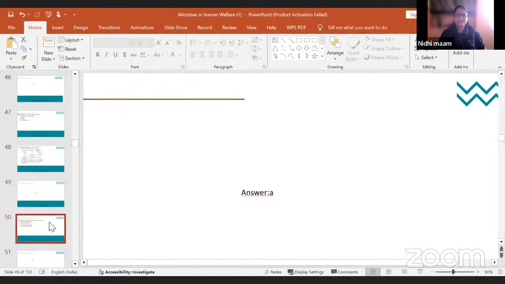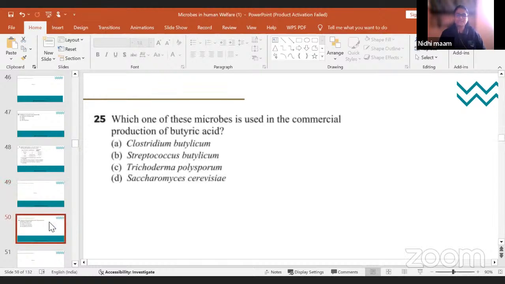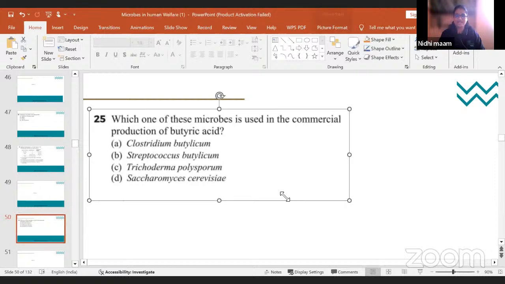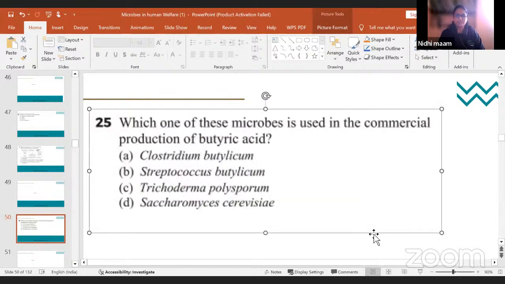Fine. Next question. Which one of these microbes is used in commercial production of butyric acid? Which microbe do we use in butyric acid? Clostridium butylicum, Streptococcus butylicum, Trichoderma polysporum, Saccharomyces cerevisiae.